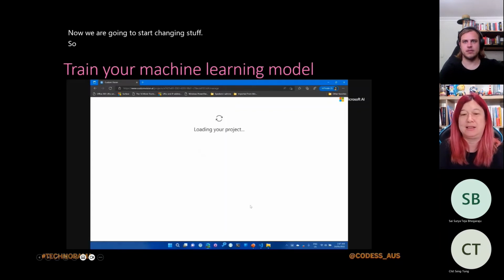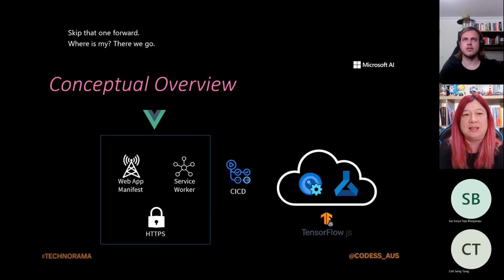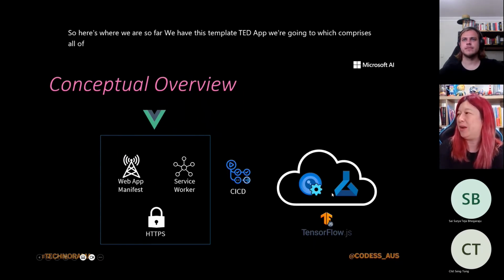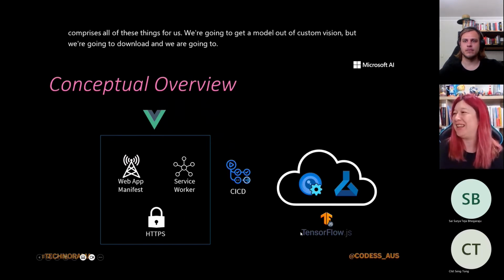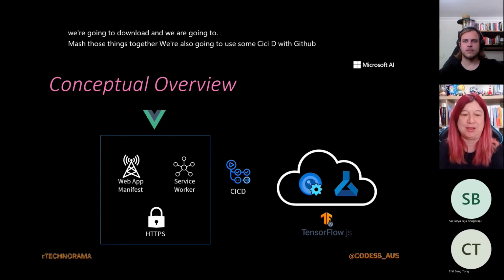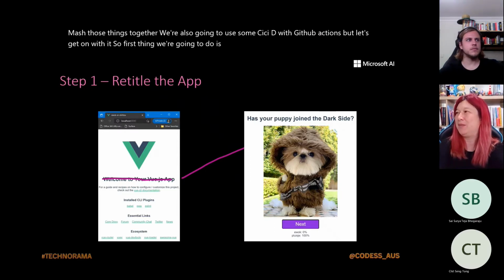Okay, so here's where we are so far. We have this templated app, which comprises all of these things for us. We're going to get a model out of Custom Vision that we're going to download, and we are going to mash those things together. We're also going to use some CI/CD with GitHub Actions, but let's get on with it. So first thing we're going to do is retitle the app.